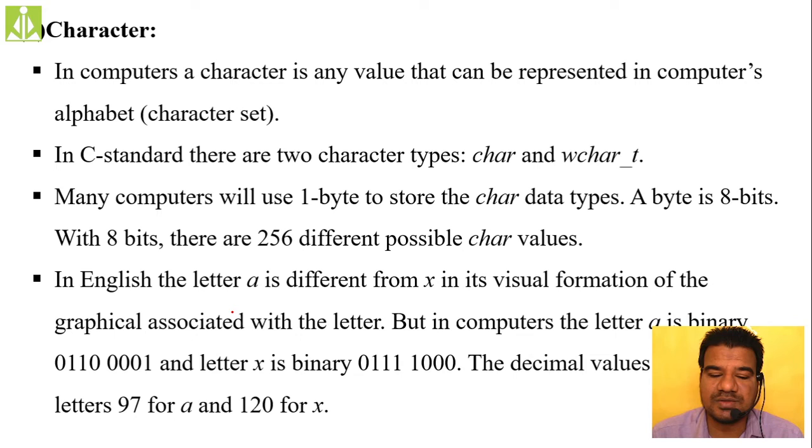Then the characters, we said we have two different types of characters: normal character, char, and wide character set, wchar underscore t. Here you have to consider this underscore. Character and wide character set. Character means only 1 byte, wide character set in the sense 2 bytes.